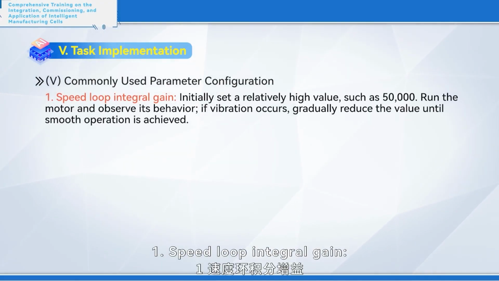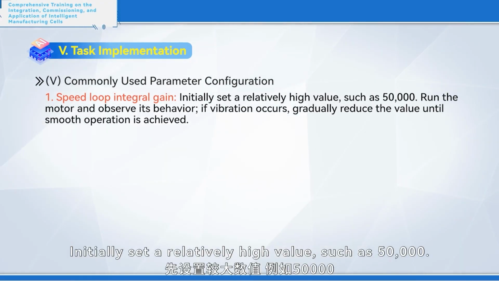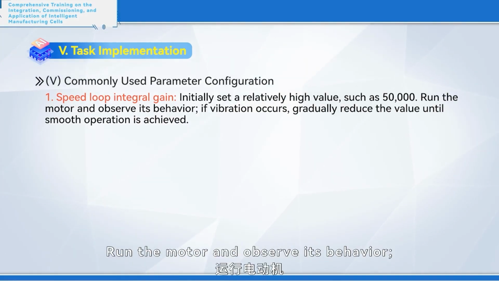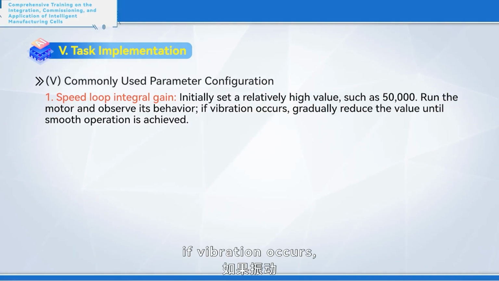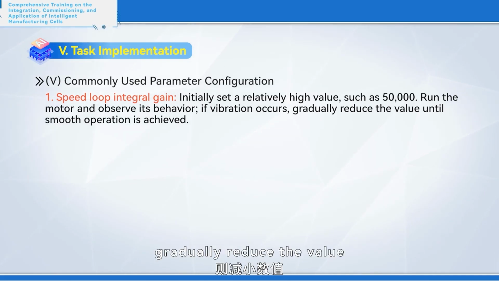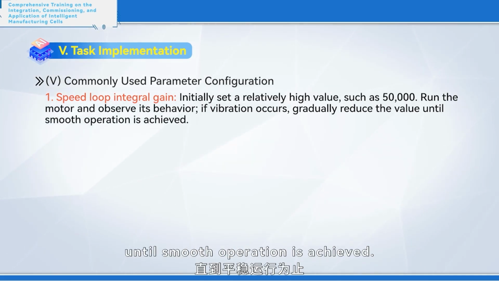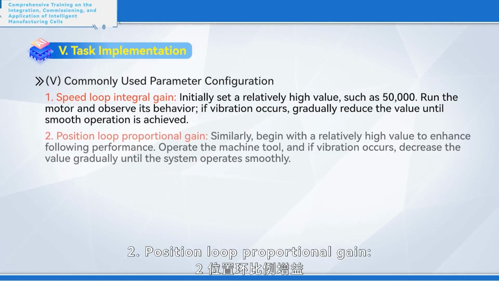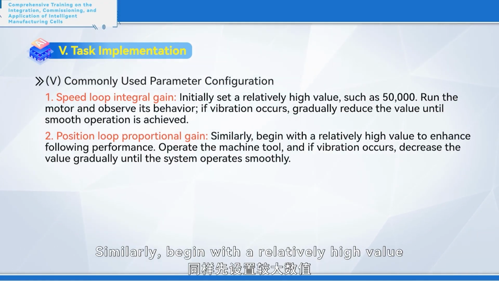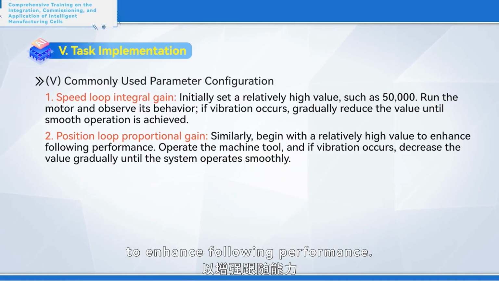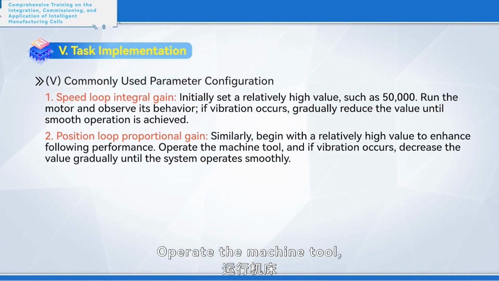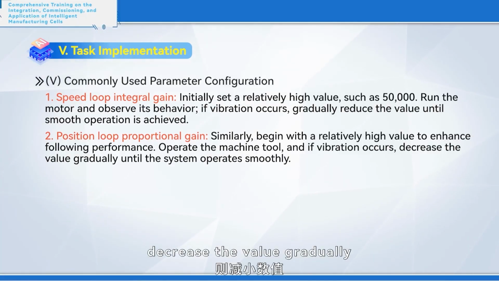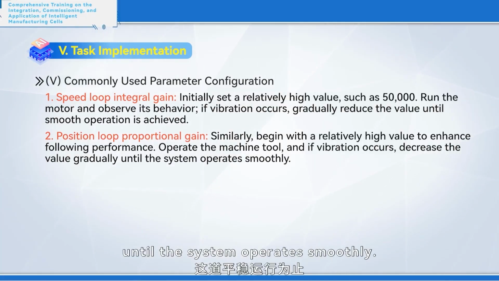1. Speed loop integral gain. Initially set a relatively high value, such as 50,000. Run the motor and observe its behavior. If vibration occurs, gradually reduce the value until smooth operation is achieved. 2. Position loop proportional gain. Similarly, begin with a relatively high value to enhance following performance. Operate the machine tool, and if vibration occurs, decrease the value gradually until the system operates smoothly.